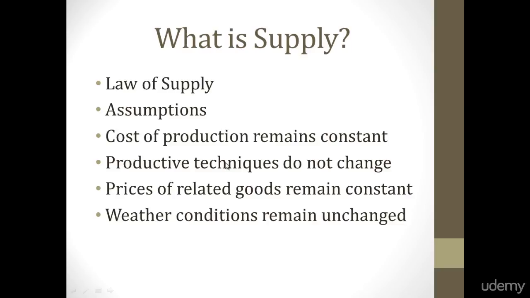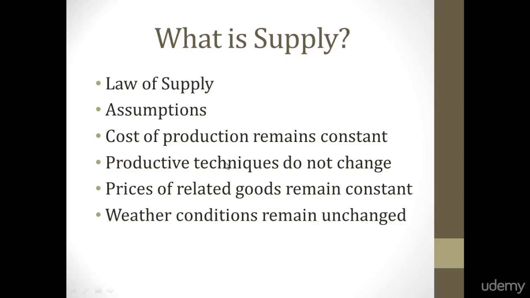Second is productive techniques do not change. This law is applied only if the production techniques do not change, because due to modern techniques the cost of production is decreased and at the same price the profit margin for the seller is increased. So, he agrees to increase the supply. Third is prices of related goods remain constant. It is also assumed that price of related goods remain constant, otherwise this law will not be operative.